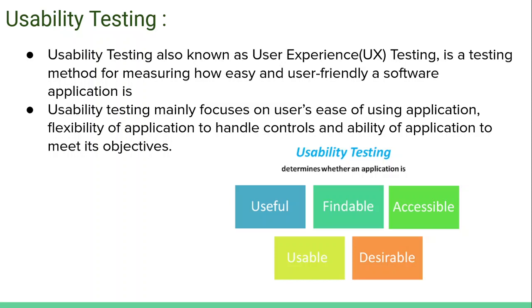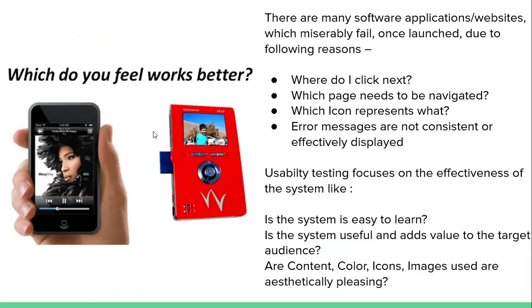So how easily a user can use those features, or how easily a user can use that specific application, or how easily a user can understand that application, right? That comes under usability testing. If I have to give a simple example, if you see this, it is about music player software, right? If you see the left-hand side and the right-hand side, which is easier to use? Obviously you will see that the left-hand side is much easier to understand.